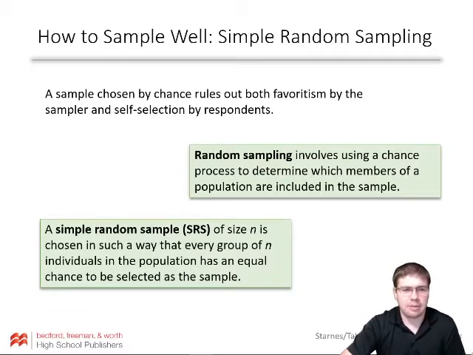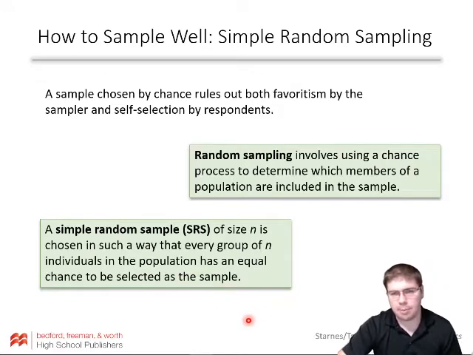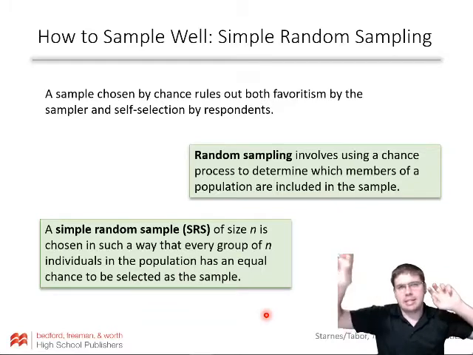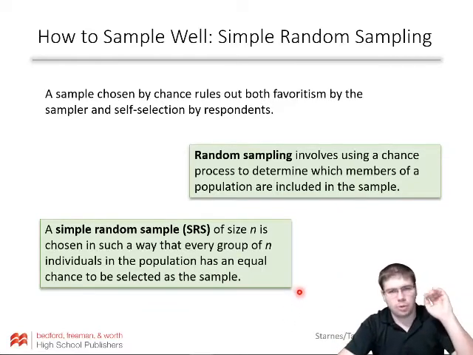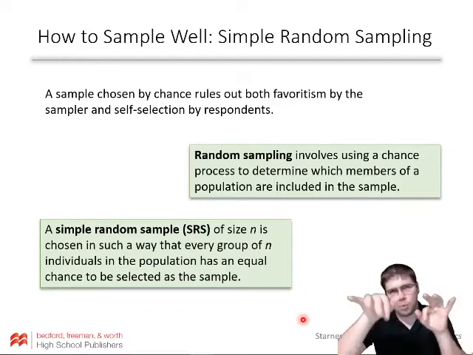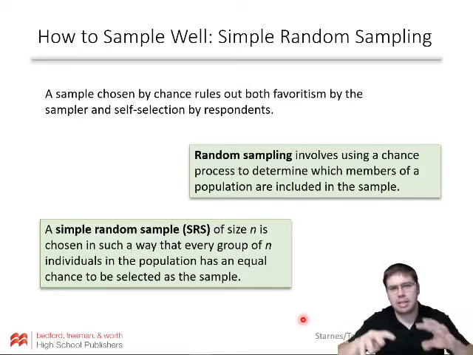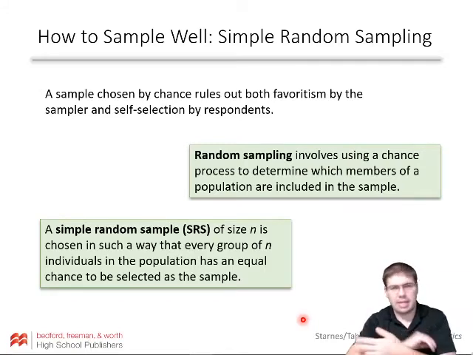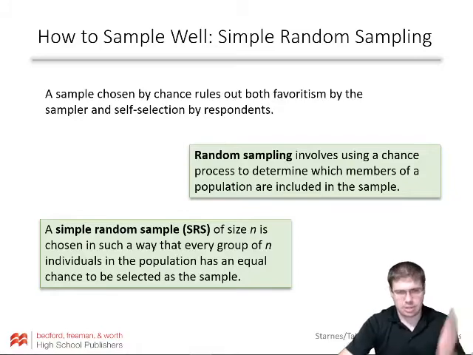In a simple random sample, we use the symbol n for our sample size, and the sample is chosen in such a way that every group of n individuals in the population has an equal chance of being selected as the sample. Basically, we take our entire list of individuals and randomly choose people. Every possible combination of n people should be equally likely in that method. We're not going to constrict it in any way. And here's how that process works.